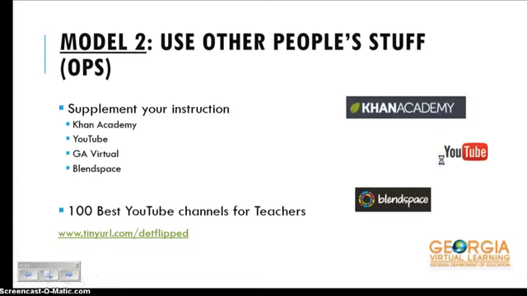Model 2 is called OPS, Use Other People's Stuff. Now, some of this can be used to supplement your instruction, or as you'll see later in one of the other models, to help out your gifted and talented students. Some of the great examples are the Khan Academy and Georgia Virtual, which are specifically aligned to Common Core standards. So you can find lots of ways. You can use any of these that have been listed to supplement your instruction.